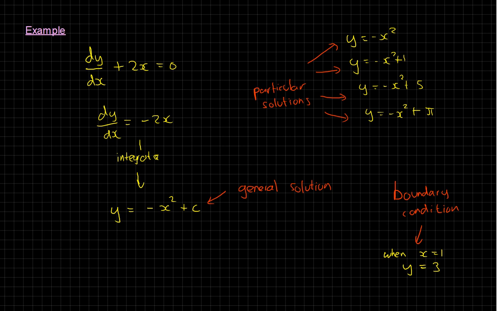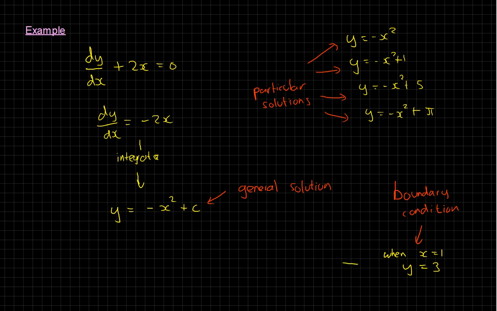Or a boundary condition could be when x equals 1, dy over dx equals 3, right? It can be anything of this kind of nature where you're saying 2 things are simultaneously true. Okay, but let's go with the simpler one I've just come up with. x equals 1, y equals 3.